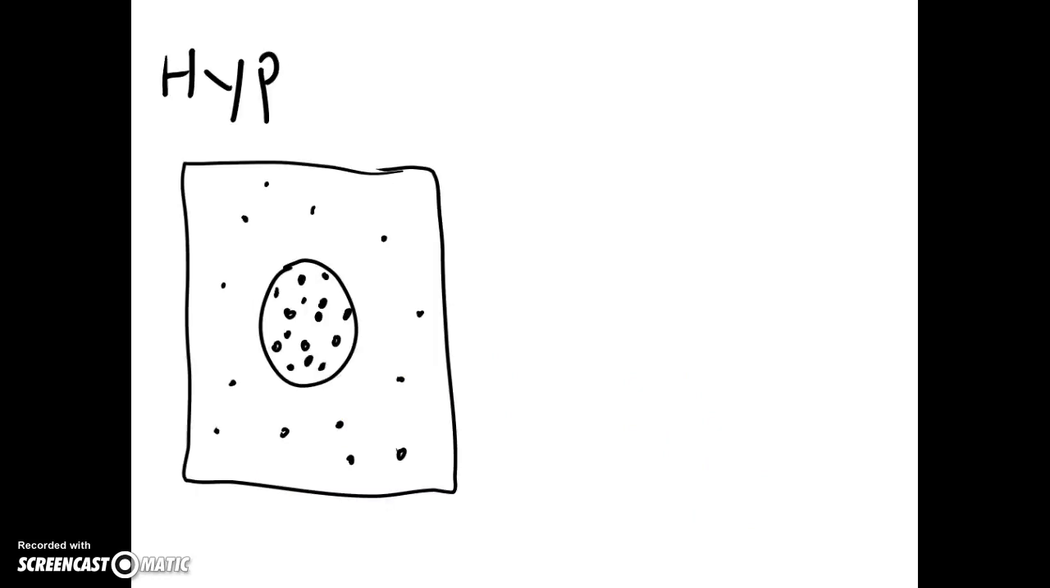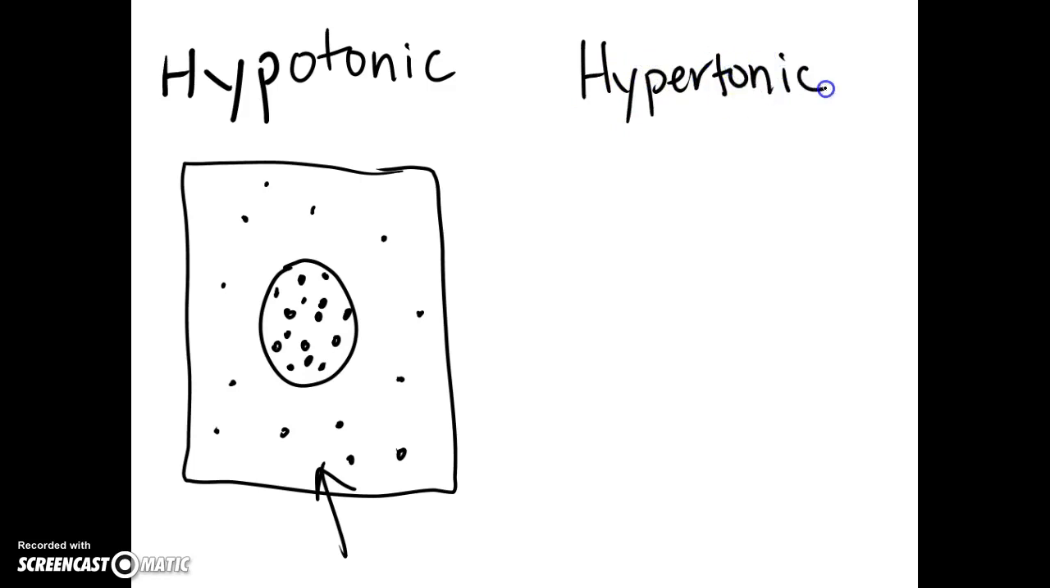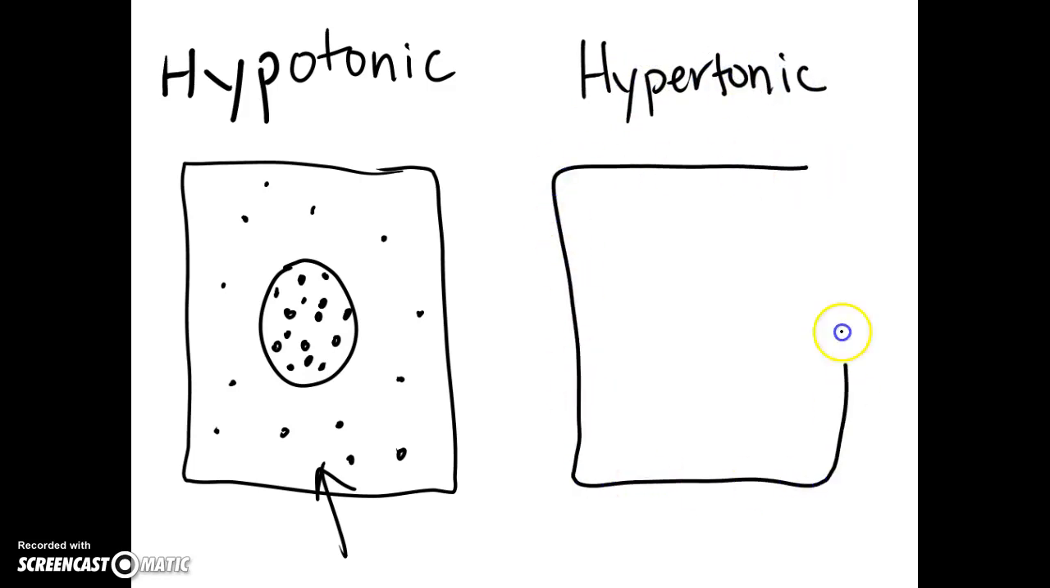Now I want you to look at this picture. Is the solution, so the outside solution, hypertonic or hypotonic? Remember, the prefix hyper means above concentration and hypo means below. So do we have more solute or less solute? You should be thinking less solute. So this solution is actually hypotonic. So that means the inside cell is hypertonic. So in comparison, a hypertonic solution will be overconcentrated, and your cell will be underconcentrated or hypotonic.